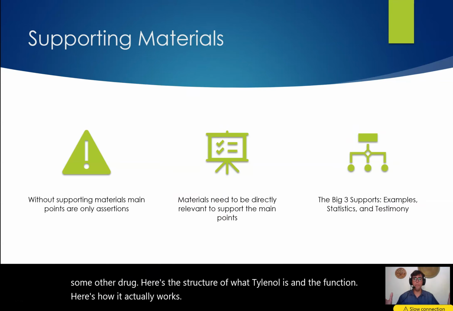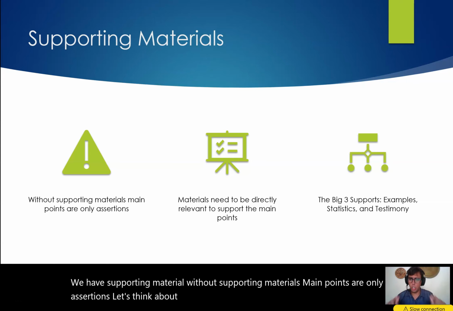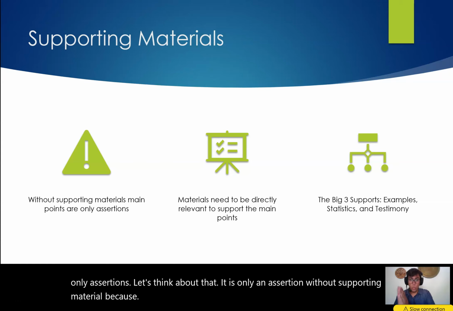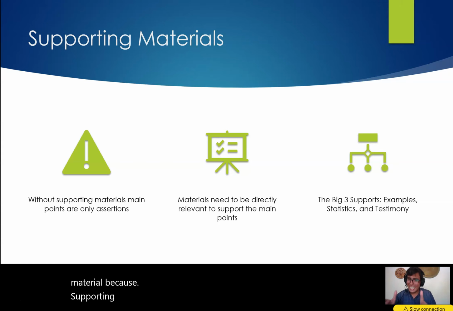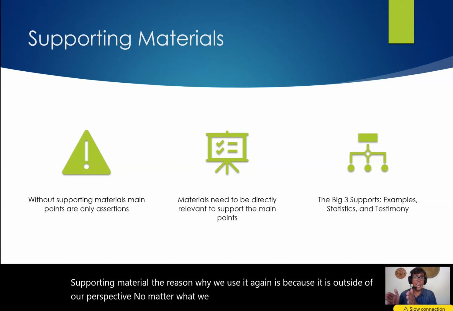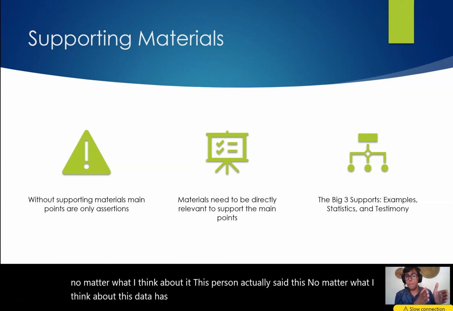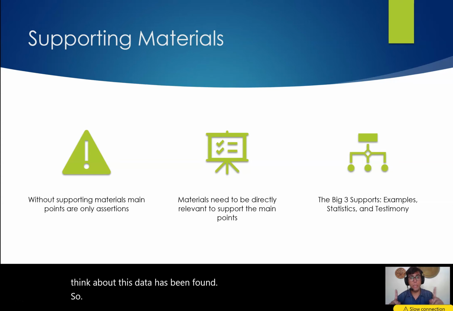We have supporting material. Without supporting materials, main points are only assertions. Let's think about that. It is only an assertion without supporting material, because the reason why we use supporting material is that it is outside of our perspective. No matter what we think about it, this example actually occurred. No matter what I think about it, this person actually said this. No matter what I think about it, this data has been found. So they are only assertions without support.